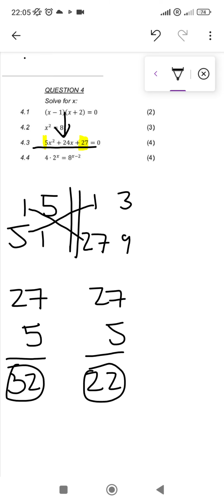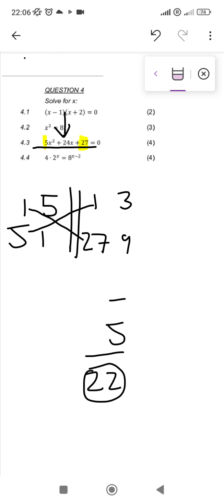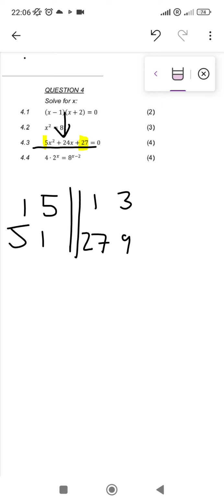Is that my middle term? It's not my middle term. So as much as that pairing is a possibility, that's not a possibility that gets me my middle term. So I'm gonna scratch that. I'm gonna get rid of all of that. Let's try the next one.